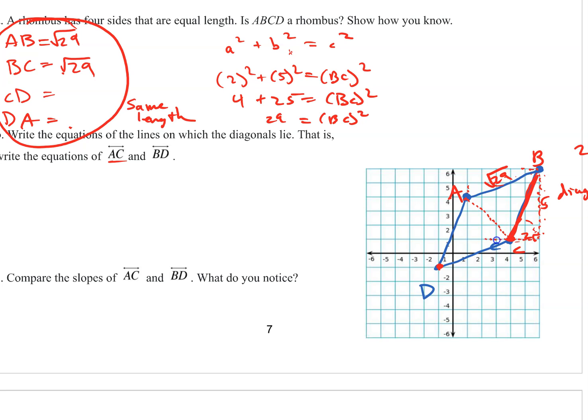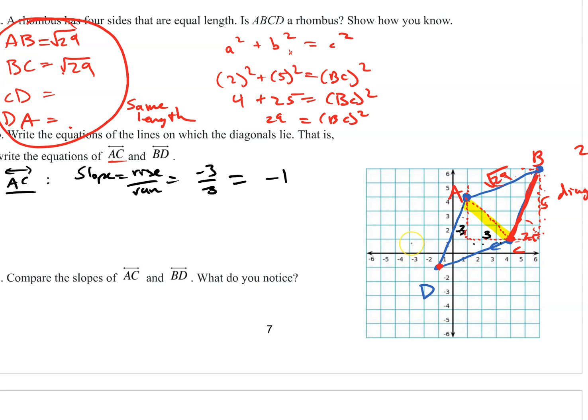Alright, if you make a little slope triangle for AC, it has a rise of -3 and a run of 3. So the slope for line AC is rise over run, which is -3 over 3, and that's -1.